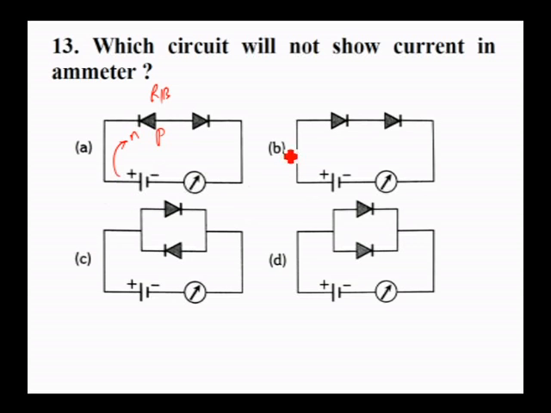In this B, both are forward biased, so they will conduct. Here it is actually a dual path. This is forward biased because this is plus, it will conduct. So, the current can always pass like this. Even if this does not conduct, it is okay. The ammeter can have current in it. Here both of them are conducting, therefore, this also will show current.